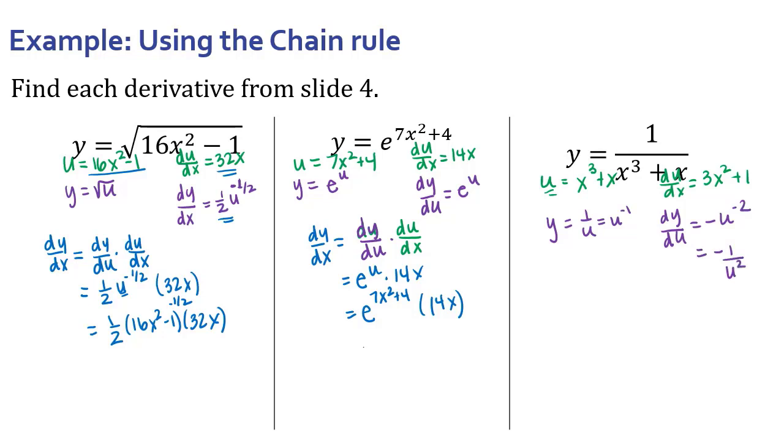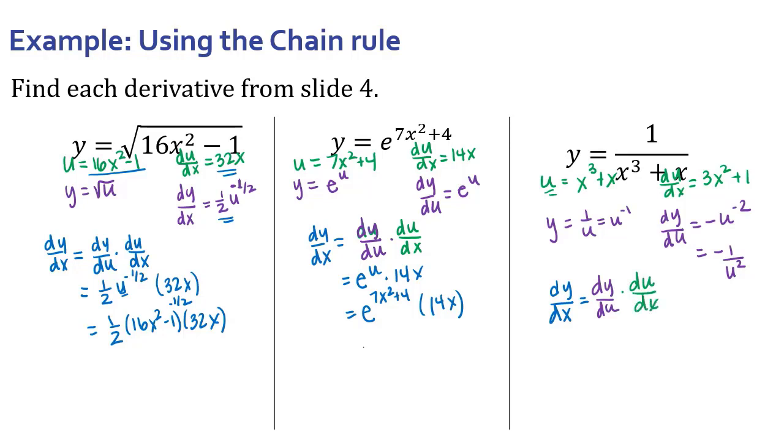Okay, so then again, using that chain rule formula, the derivative of the entire function with respect to x is du/dx times the derivative of y with respect to u. Actually, those should have been flipped so that we stay consistent. It doesn't matter, you'll still get the same answer because multiplication is commutative, but just to stick with consistency.